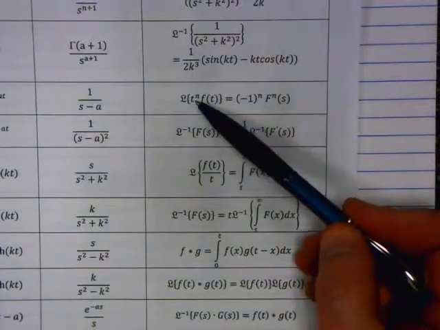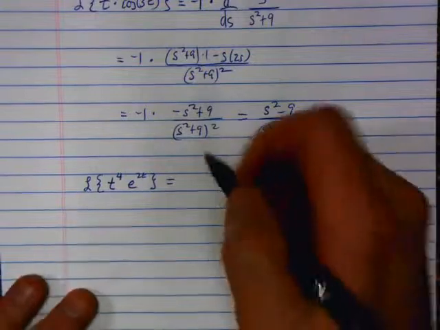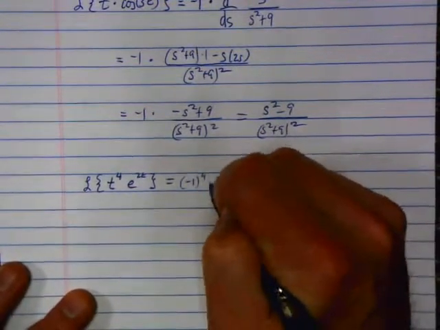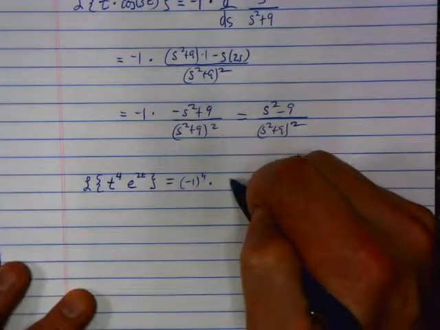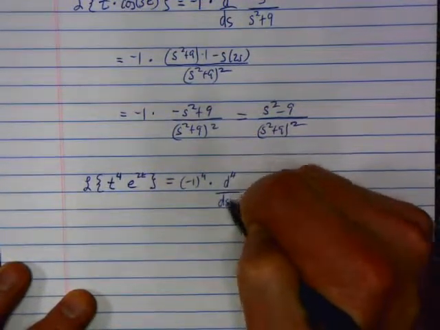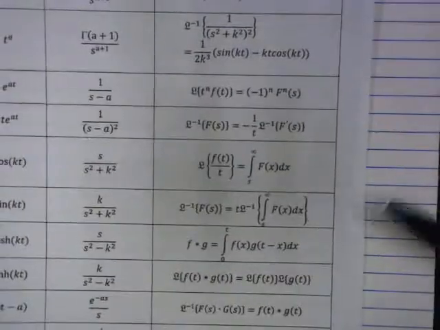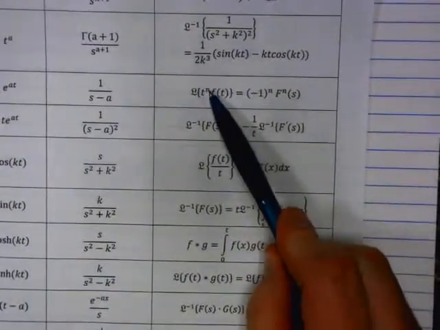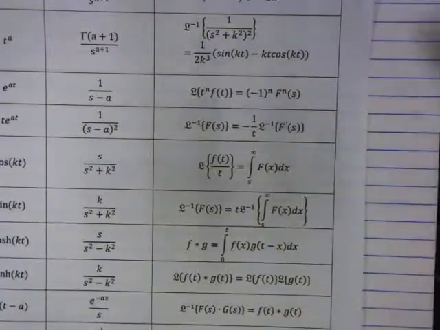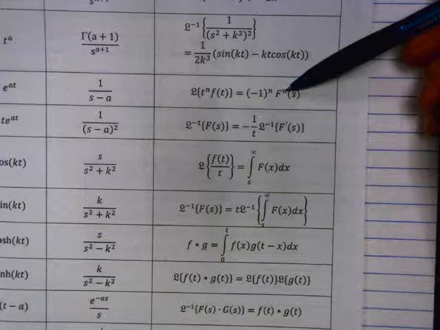All right, so according to this theorem that I'm using, if I have a t to the fourth, I'm going to have a negative 1 to the fourth. And then I need the fourth derivative. Why the fourth derivative? Because this theorem says if you have t to the power n, you have negative 1 to the n times the nth derivative. So since somebody foolishly picked t to the fourth, we're going to have to do 4 derivatives.